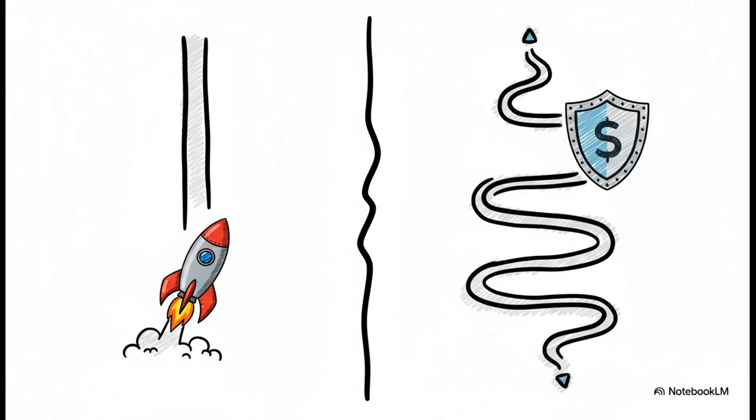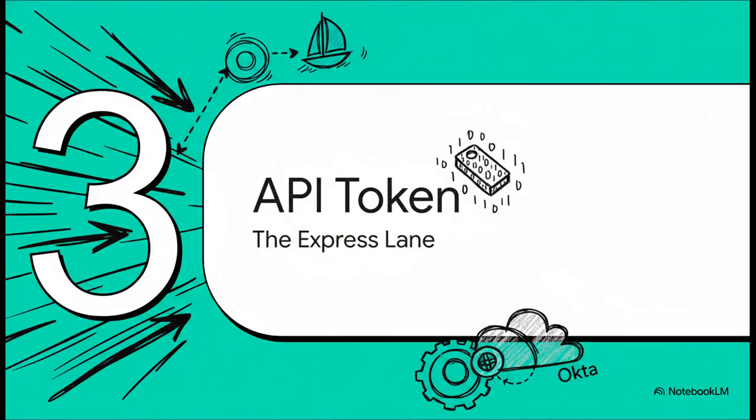Now, OAuth 2.0, yeah, it's more work to set up, but it's the industry standard for a reason. It uses short-lived, temporary key cards that only open specific doors. If one of those gets compromised, the damage is way, way smaller. That's a huge difference. Okay, first, let's take a ride down the express lane, authenticating with an API token.